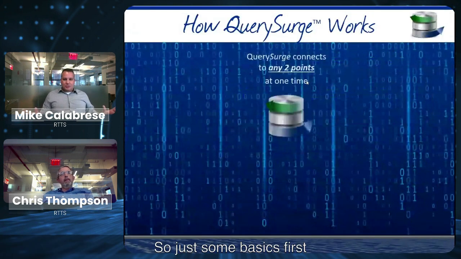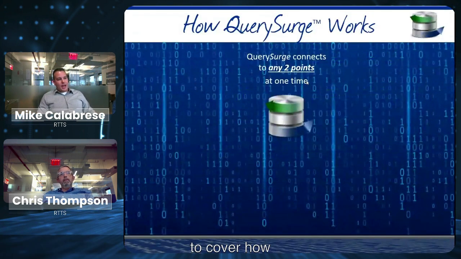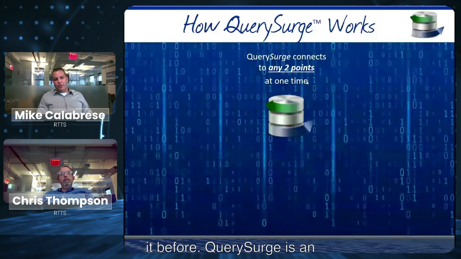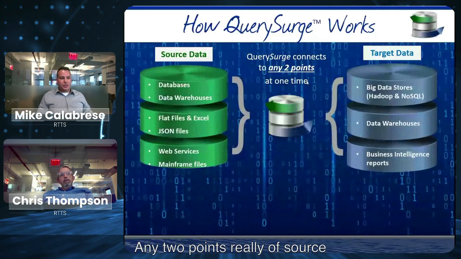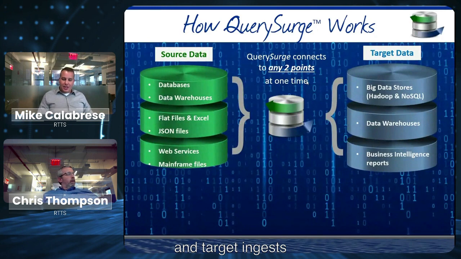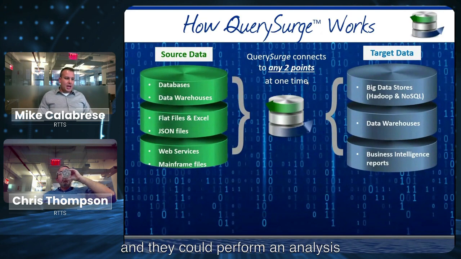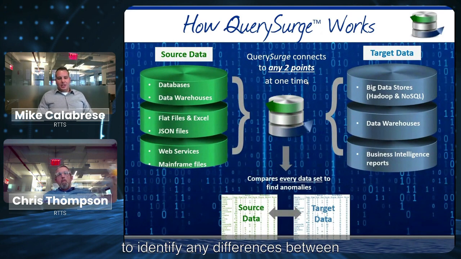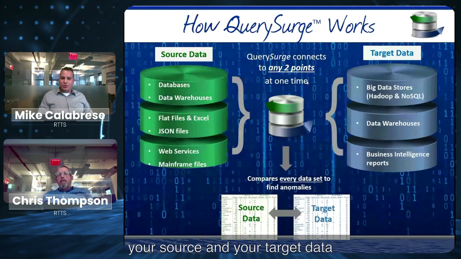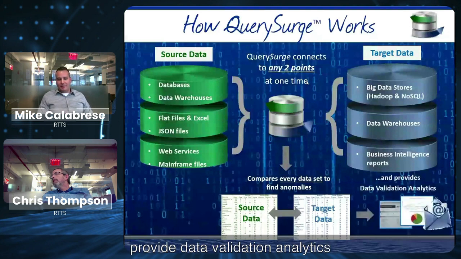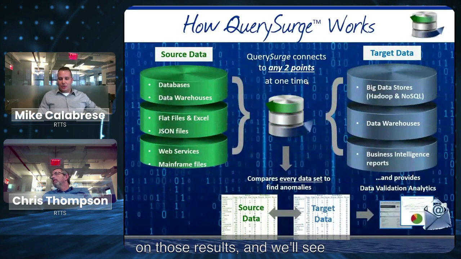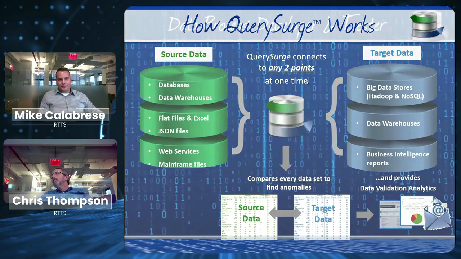Excellent. So just some basics first to cover how QuerySurge works if you haven't seen it before. QuerySurge is an automated data validation tool that will take 2 points, any 2 points really, of source and target, ingest that information into QuerySurge, and then can perform an analysis to identify any differences between your source and your target data sets. QuerySurge has the ability then to provide data validation analytics on those results, and we'll see in just a short moment how that all works together.